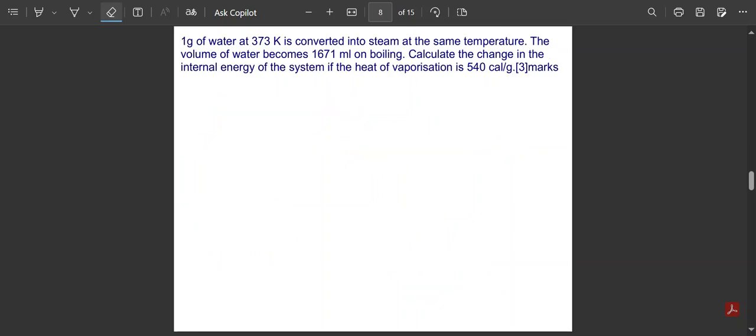So we have the question that says: 1 gram of water at 373 Kelvin is converted into steam at the same temperature. The keyword here is same temperature. The volume of water becomes 1671 moles on boiling. Calculate the change in the internal energy of the system, if the heat of evaporation is 540 calories per gram. It's 3 marks.